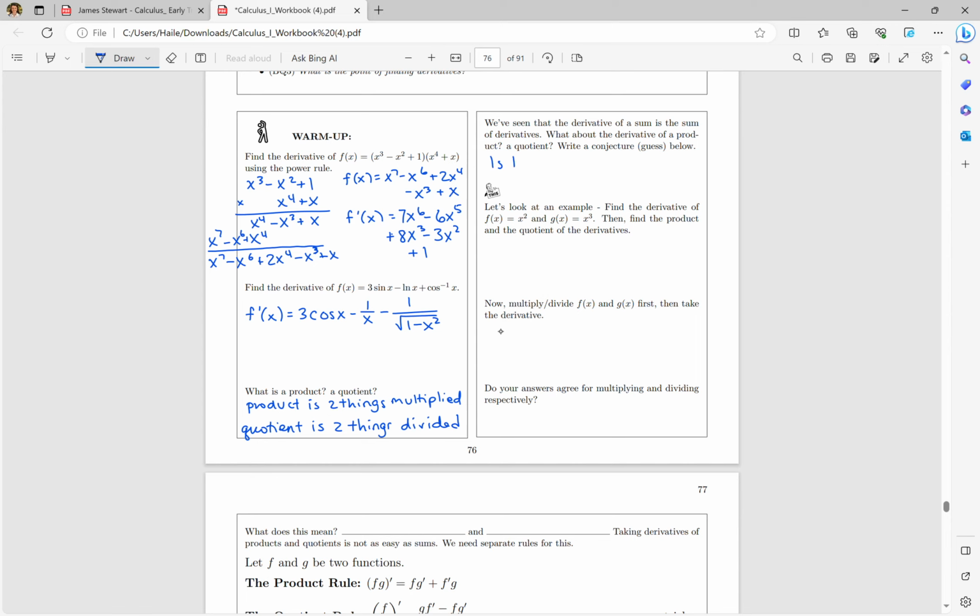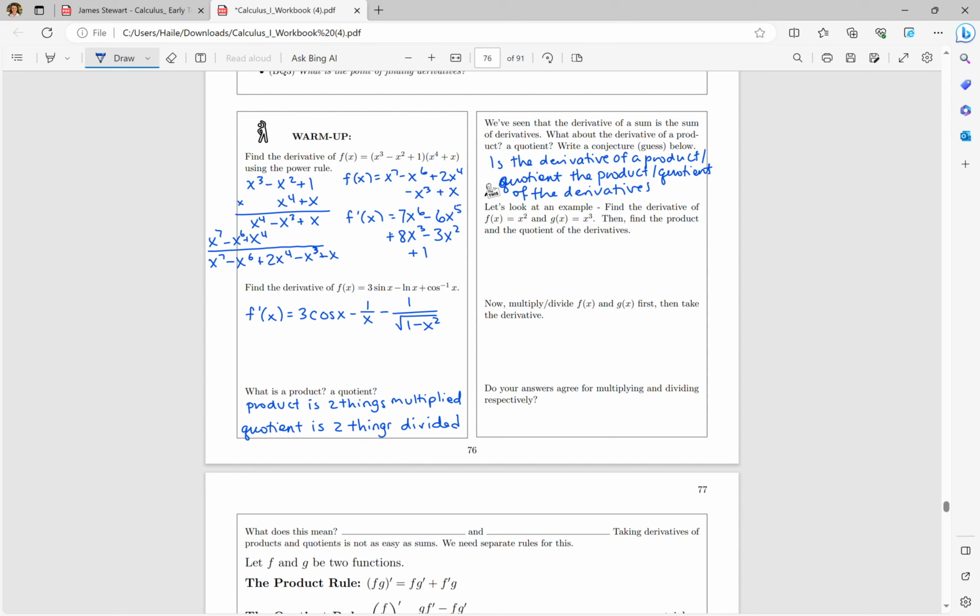Is the derivative of a product or quotient the product or quotient of the derivatives? We're trying to figure out here if the same rule that we had for sums applies to products and quotients.